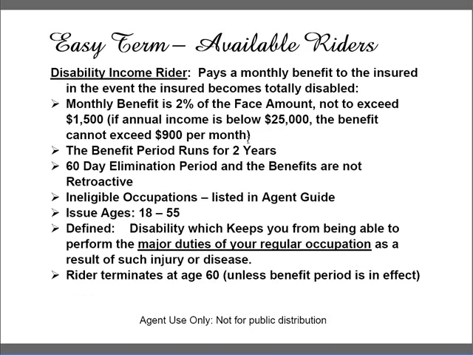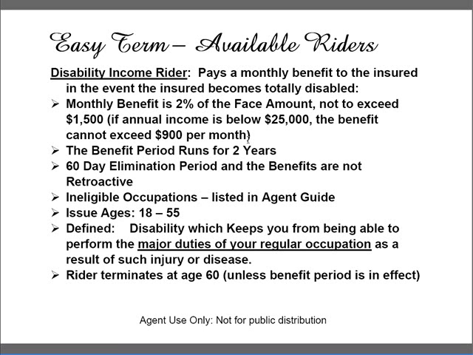The Easy Term has several available riders, the first of which is the Disability Income Rider. It pays a monthly benefit to the insured in the event the insured becomes totally disabled. The monthly benefit is 2% of the face amount, not to exceed $1,500. If the annual income is below $25,000, the benefit cannot exceed $900 per month. The benefit period runs for 2 years and has a 60-day elimination period, and the benefits are not retroactive.